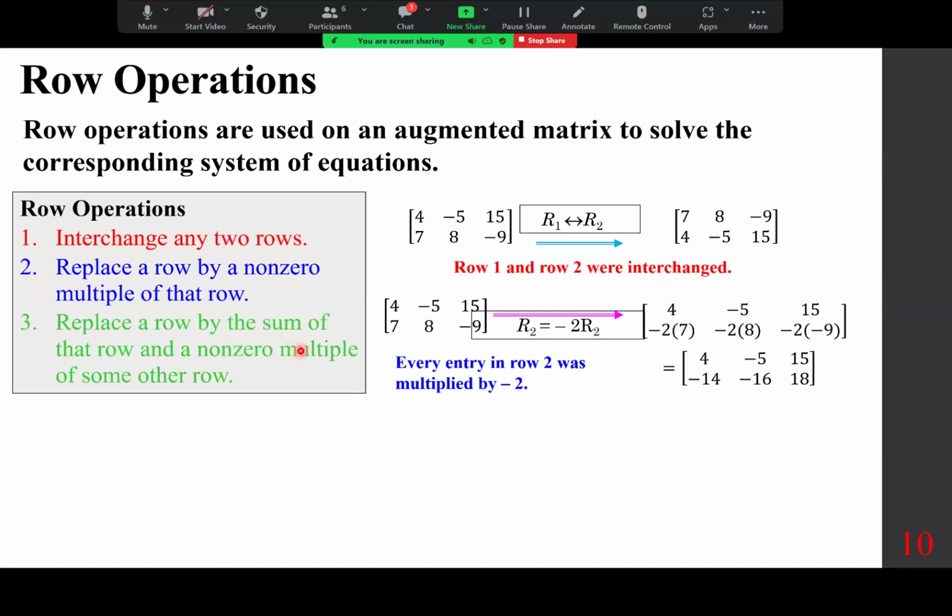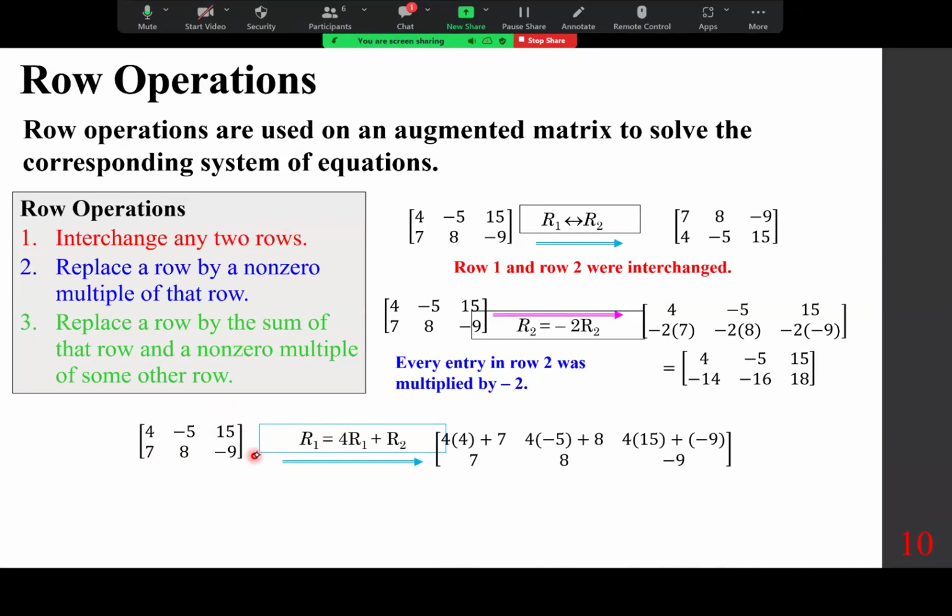The third one: replace a row by the sum of that row and a non-zero multiple of some other row. For example, what are we doing here? It says now R1, that means the new R1. So we're going to change this first row. How do we change it? We're going to multiply it by 4, and then add R2 to that. So this means 4 times 4 plus 7, -5 times 4 plus 8, 15 times 4 plus -9. The second row, don't touch it. That's the meaning of it. So one more time: multiply everything by 4 here and add the second row.